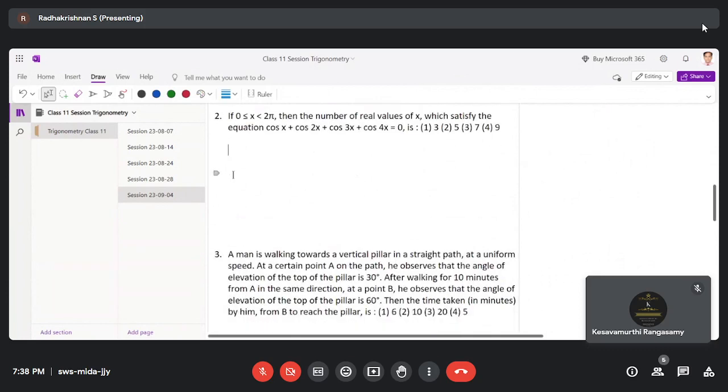Okay. So now x is in the range 0 to 2 pi, both inclusive. The number of real values of x which satisfy the equation cos x plus cos 2x plus cos 3x plus cos 4x equal to 0. Okay. So when it is like this, usually we need that sum to product transformation. Cos x plus cos 2x plus cos 3x plus cos 4x equal to 0.